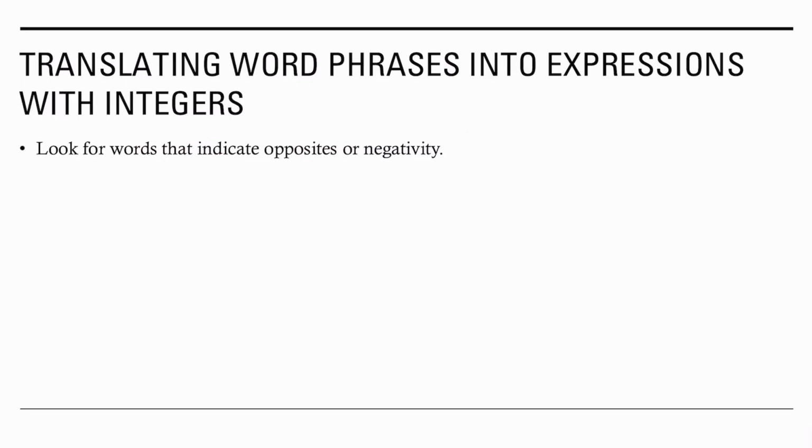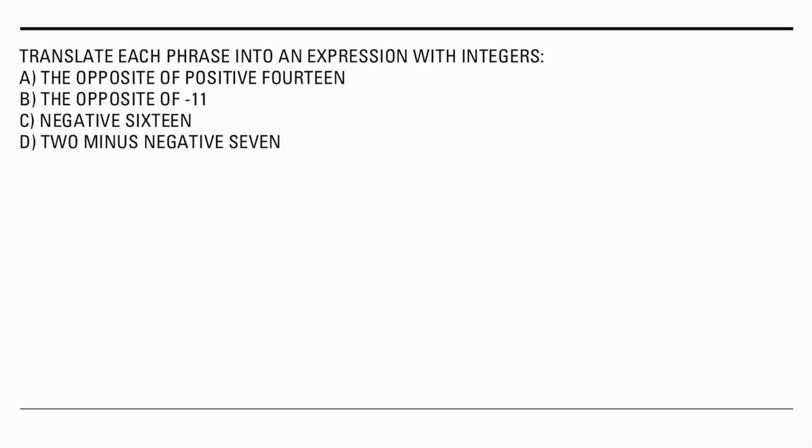So now we want to look at translating word phrases into expressions with integers. So the key thing here is we're going to be looking at the same expressions that we've been working on all through section 1 and section 2. So if you need a refresher, have a look back at those videos from section 1 especially, where we worked through all of our basic word phrases. But ultimately, this is an extension, because we're using negative numbers. We're going to be looking for words that indicate opposites or negativity. So translate each phrase into an expression with integers.